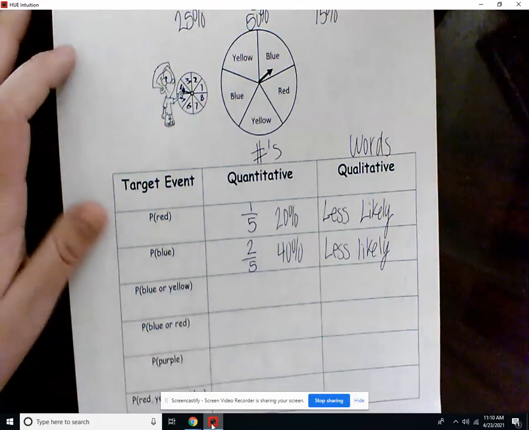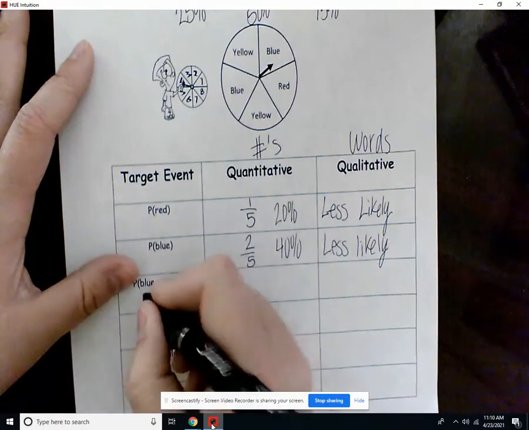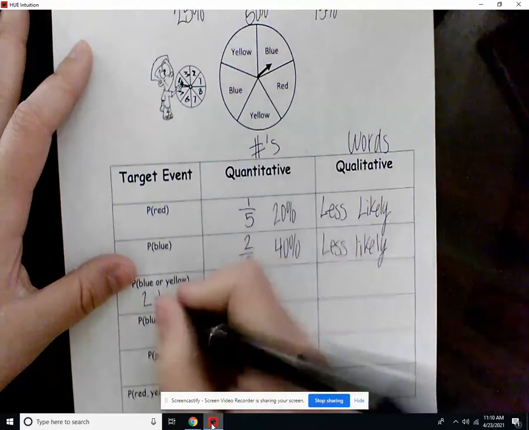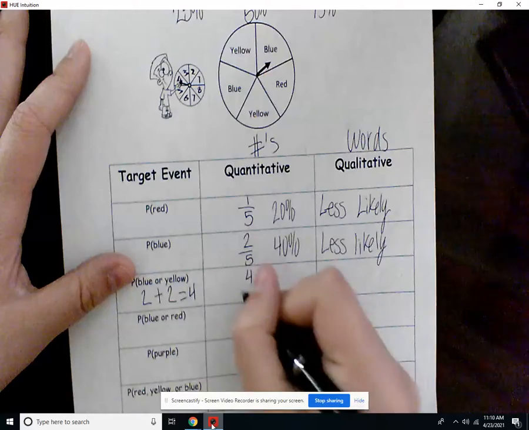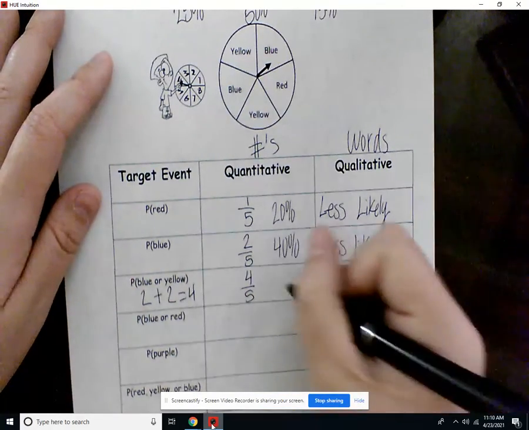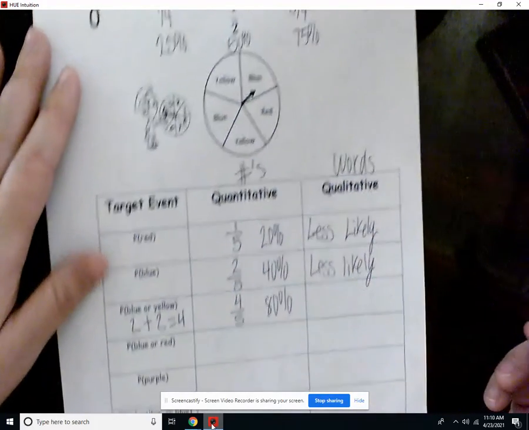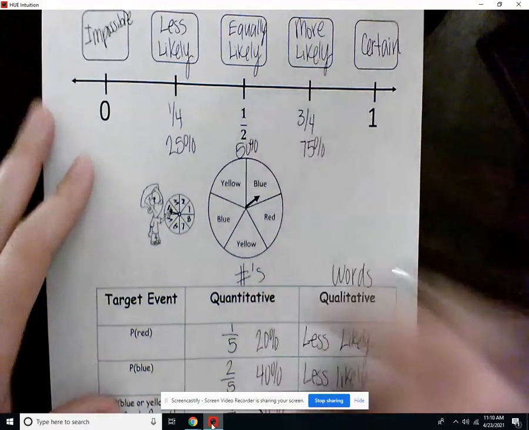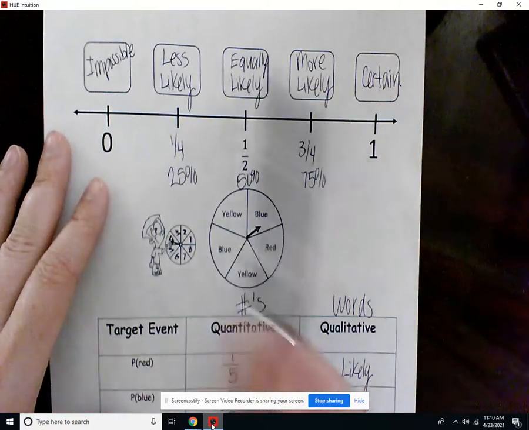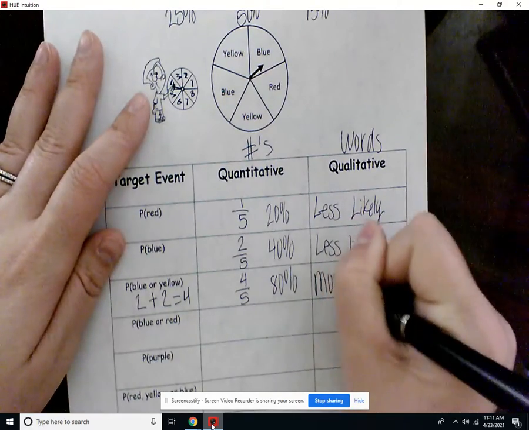Okay, blue or yellow. Or means to add. So we're going to add the number of blues, which is 2. Add the number of yellows, which is 2. So 2 plus 2 is 4. So we have 4 out of 5, which is 80%. And so 80 falls in the category bigger than 75, so that's going to be more likely. And again, it has to be exactly 1, exactly 1/2, or impossible. And then the other ones will either be less or more likely. So this one's more likely.